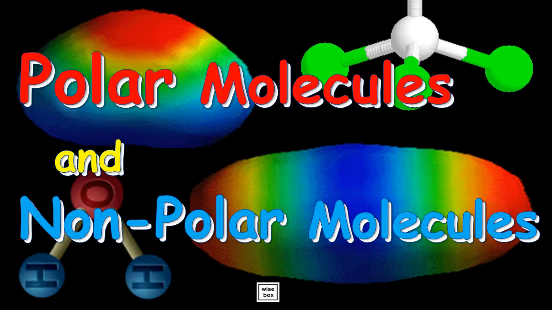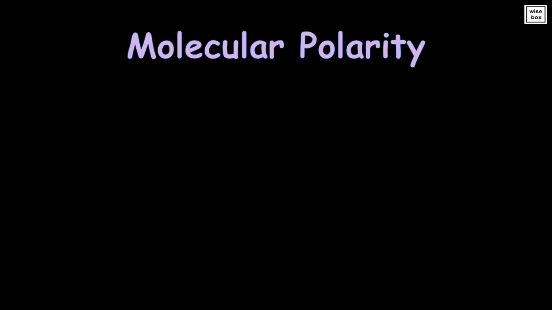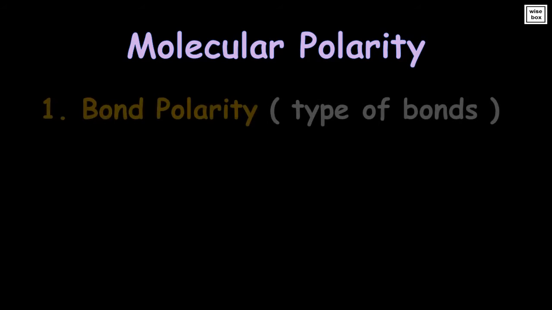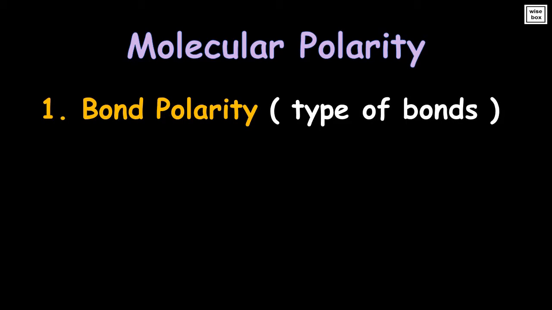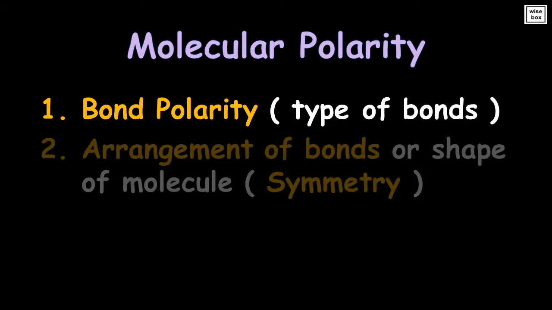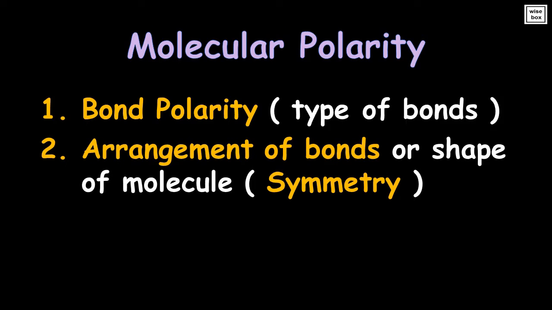Polar molecules and nonpolar molecules. The polarity of a molecule is dependent on the bond polarity, from the type of bonds, and the arrangement of bonds or shape of molecule, which comes down to symmetry.